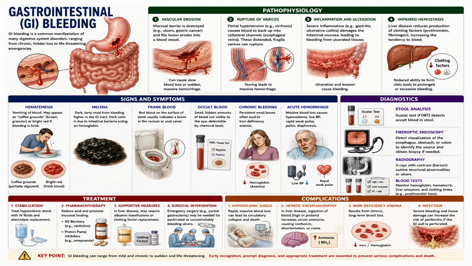And treatment will focus on immediate stabilization, basically fluid and electrolyte replacement to address the hypovolemic shock, alongside pharmacotherapy using H2 blockers or proton pump inhibitors to reduce acid and promote healing of the mucosal lining. In cases of liver failure, supportive measures like clotting factor replacements or albumin transfusions become extremely vital. And then without any intervention, complications can be fatal and include circulatory collapse or hepatic encephalopathy, which occurs when the ingestion of food highly concentrated in protein can cause a toxic surge in serum ammonia.